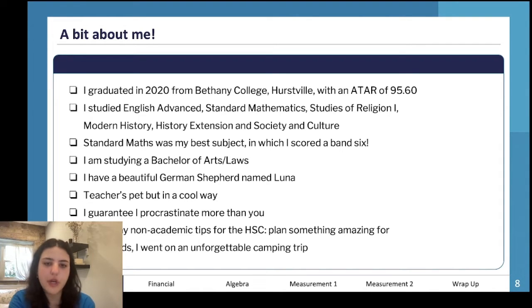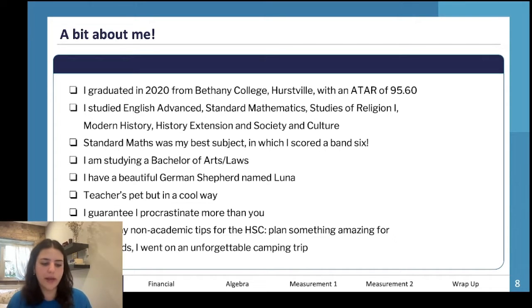I have a beautiful German Shepherd named Luna. She is love of my life, my queen, my purpose, my everything. Love her. But I do like to introduce her because she usually makes like an audio appearance at some point, so she may bark, and that's what that is.